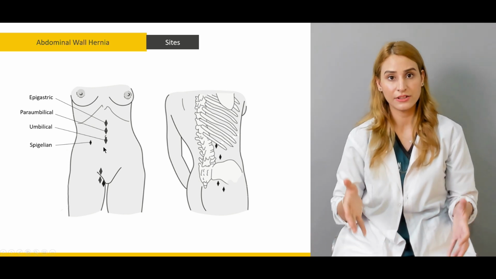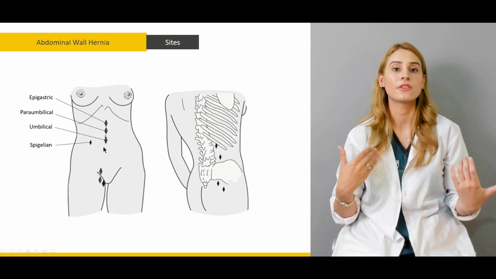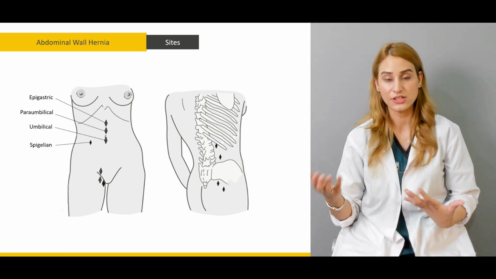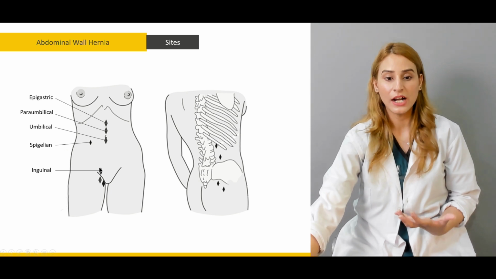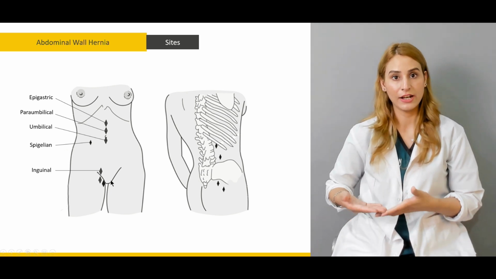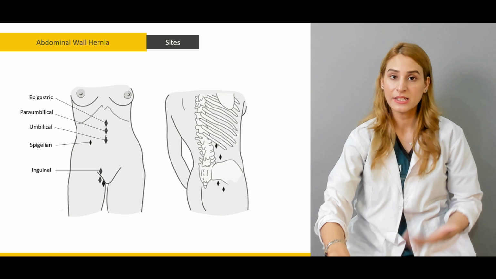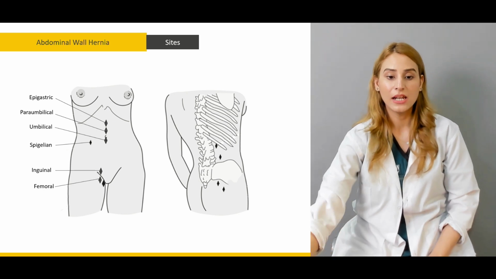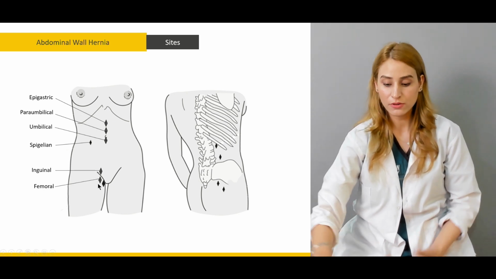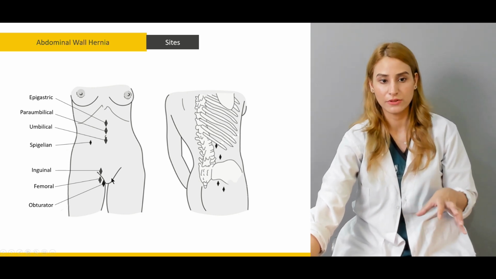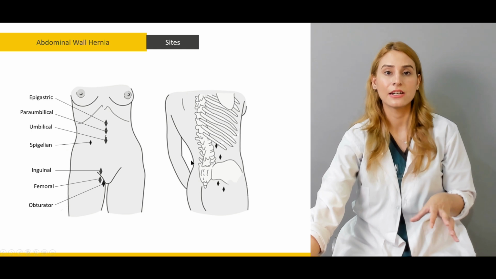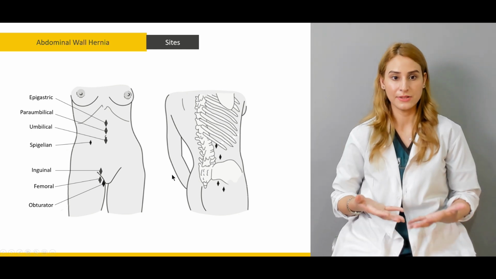So the spigelian hernia is a hernia which is coming from the lateral border of the rectus sheath or the lateral border of the muscle as well. This is the inguinal hernia, which is basically lying above the inguinal ligament. Below the inguinal ligament is a femoral hernia, and this is the obturator hernia, which is close to the femoral hernia. So these are the hernias of the anterior abdominal wall.